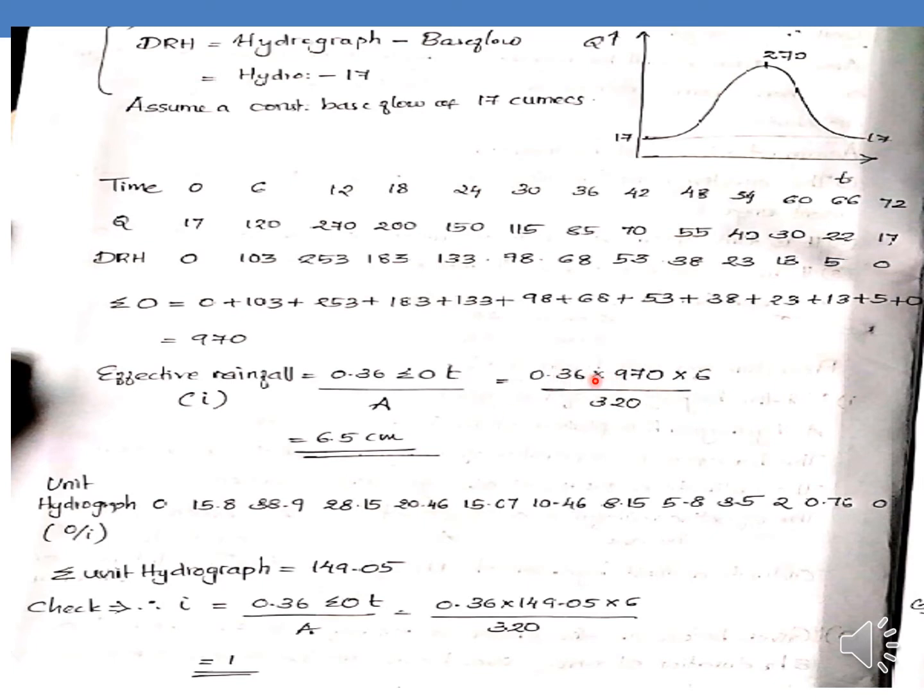So 0.36 into 970 into 6 by 320 will give you the effective rainfall, that is 6.5 centimeter, and divide by A. Area of the catchment is 320 kilometer square. Like that if you subtract you will get 6.5 centimeter.